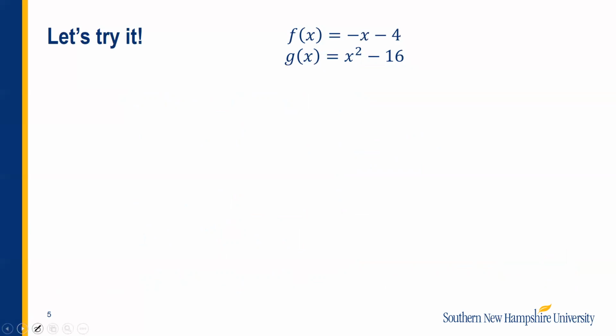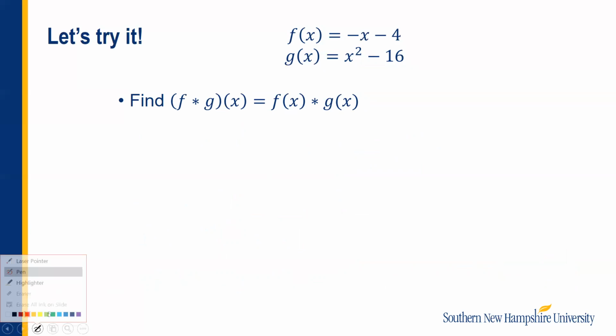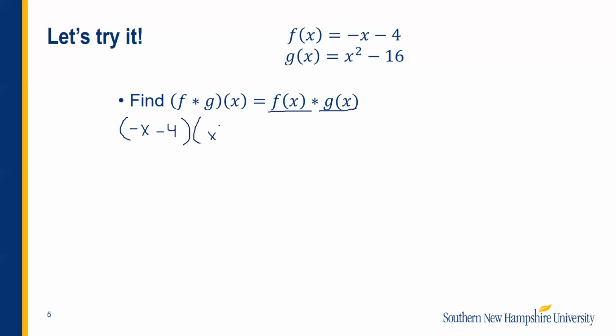All right, so let's try combining functions with multiplication. So we are looking here at taking f of x and multiplying it by g of x. Okay, so we have negative x minus 4 multiplied by x squared minus 16.